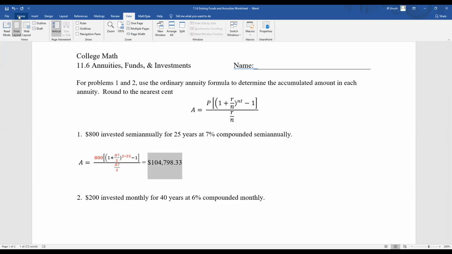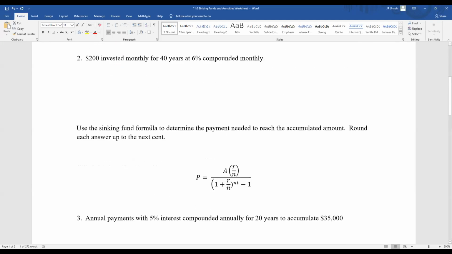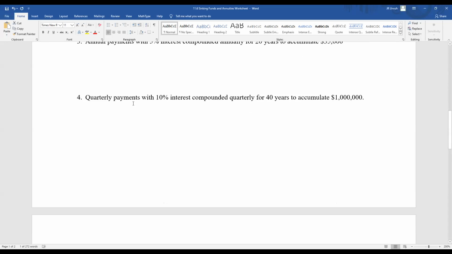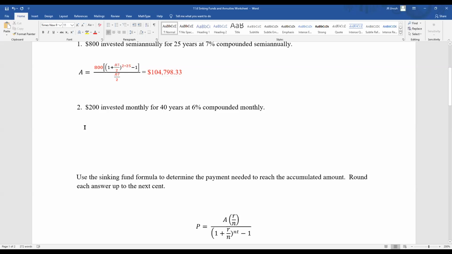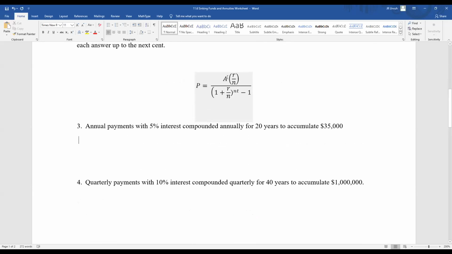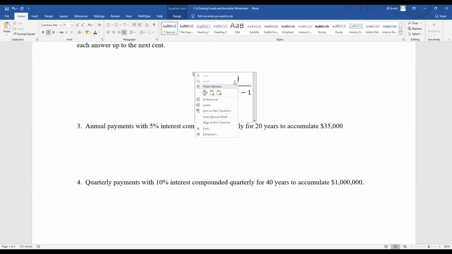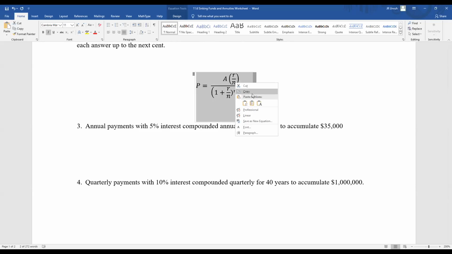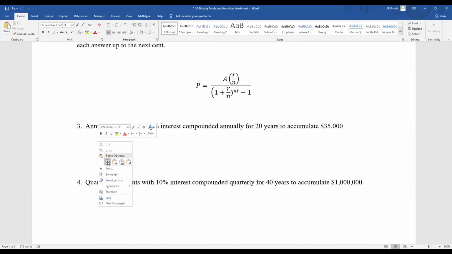We're going to do something very similar to number three. What I'm going to do when I come down here to number three, let's make a little bit more room on my paper here. If you'll notice, we have another formula. This is the same formula that we used for number one. It's just instead of A is equal to, this one is solved for P. So this simply says, how much do we need to put in periodically in order to have an accumulated amount at a later date. Okay, so I'm just going to put our formula right here.